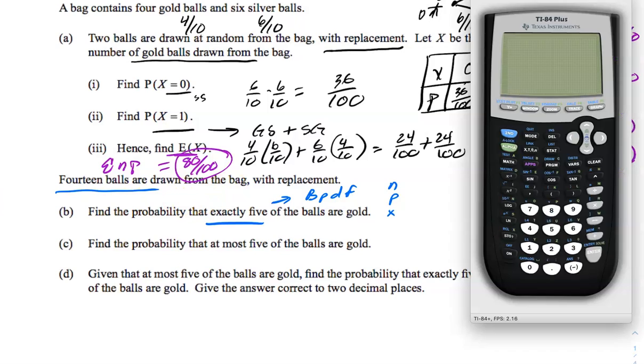So let's bring our calculator out. We're going to go to second distributions, right here. Toward the bottom is binomial. Binomial PDF we're going to use. Now, number of trials is how many times we're doing this. So this is 14. So 14 trials. Our probability of getting a gold ball, now, it's not the expected value here. Go back to the very beginning. There's only 4 gold balls and there's 10 balls in total. So probability of getting a gold ball is 4 out of 10.